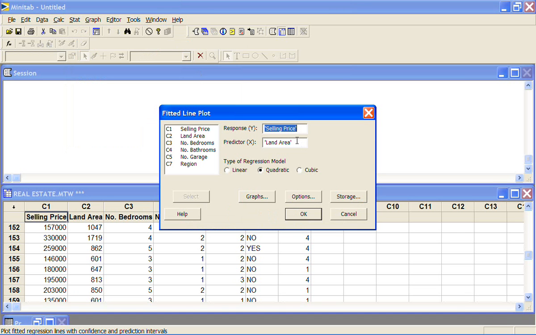So if we put selling price against land area, the types of regression models it will draw are linear, quadratic and cubic. We're just going to stick with a straight line. Quadratic basically means a simple curve, and a cubic is a slightly more wiggly curve. Okay.